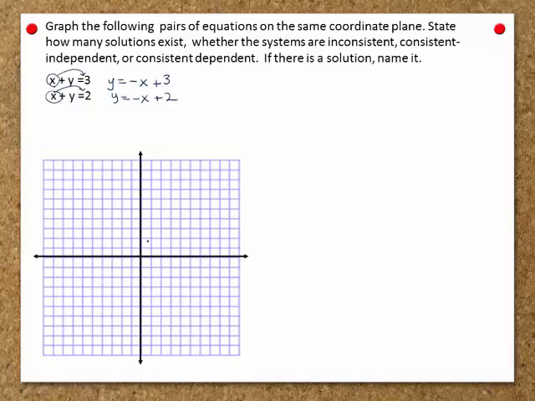Okay, I have my first line starts at 3, and it has a -1 slope, so I'm going to go down 1 over 1. And as I cut through, oops, I lost my spot. That'll be my first line. My second line starts at 2, and it has a slope of -1 also. So I'm going to go down 1 over 1 along the whole path of this line.